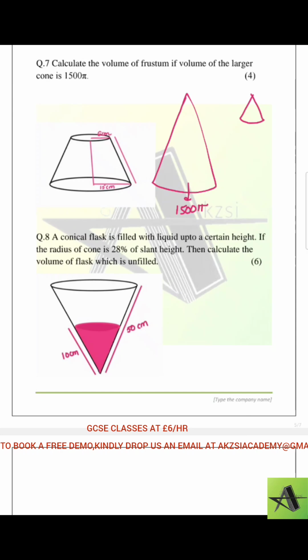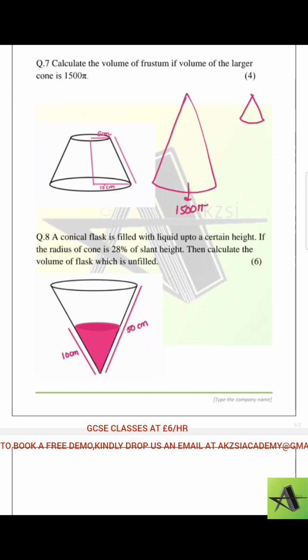Volume of the bigger cone divided by volume of the smaller cone, or volume of one figure divided by volume of another figure, will give you the volume scale factor. Suppose the volume of the bigger is x and the volume of the smaller is y, so x divided by y will give you the volume scale factor. But unfortunately, they haven't mentioned anything directly, and using this formula we cannot get the volume scale factor, because ultimately we have to calculate the volume of the smaller one.